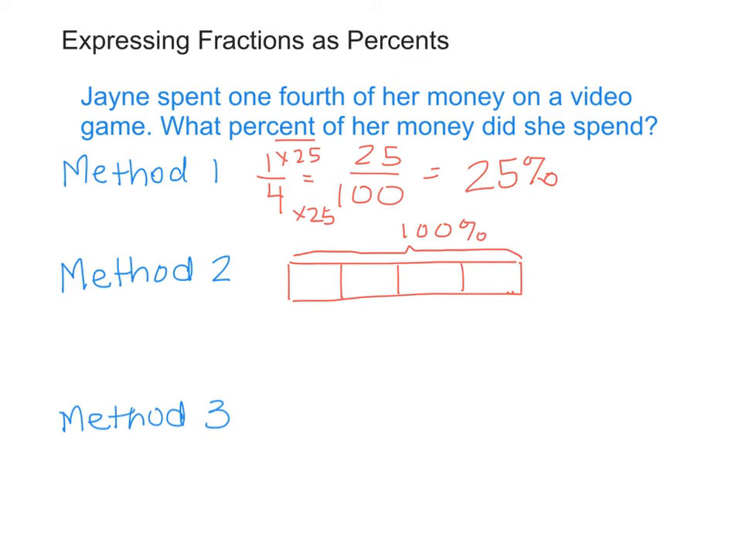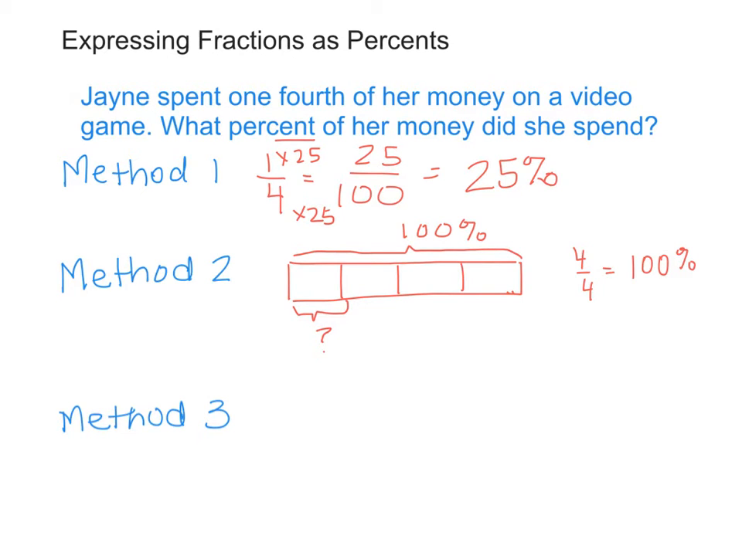In method 2, if she had spent all of her money, let's say this is all of her money, she would have spent 100% of her money. But she only spent 1/4, so I'm going to split this into 4 parts and mark off the 1/4 that she spent. And I want to know what percent this would be. So the whole would be all 4 pieces. 4/4 would equal my 100%.